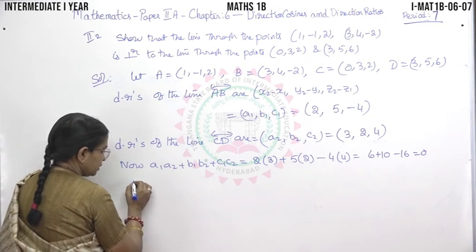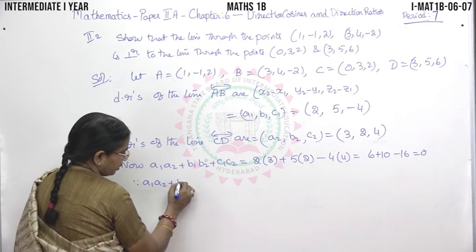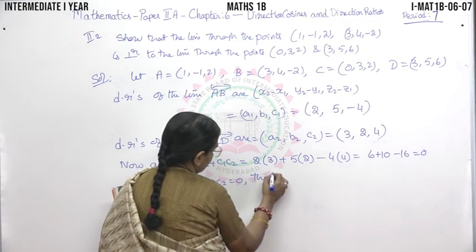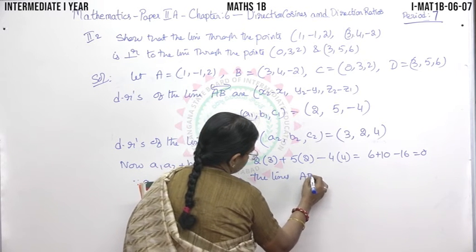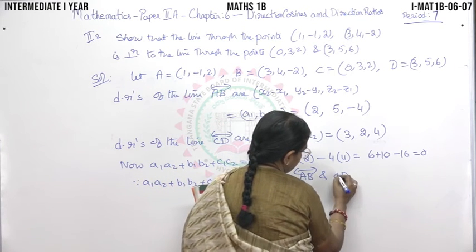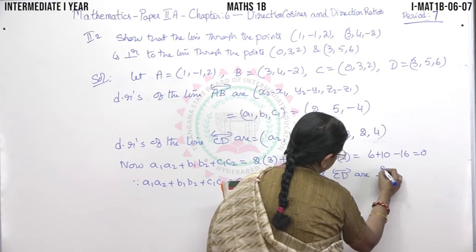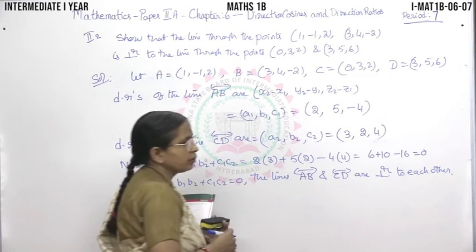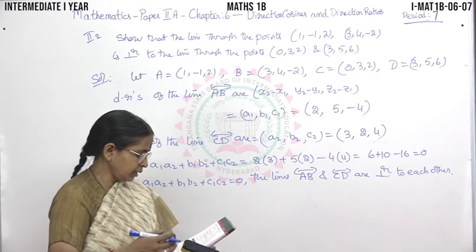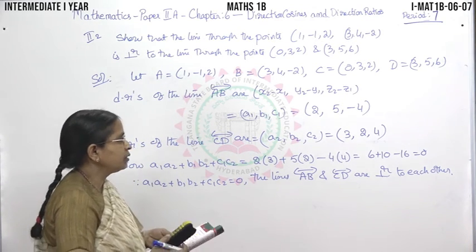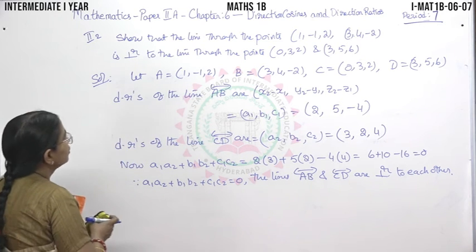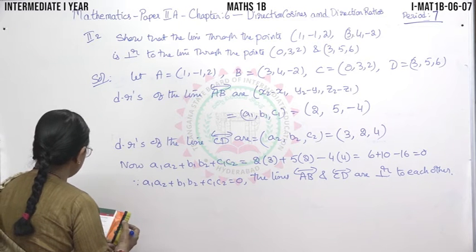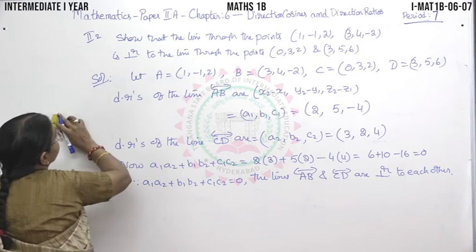So you can say, since A1A2 plus B1B2 plus C1C2 is equal to 0, the lines AB and CD are perpendicular to each other. So like this we do the problem. We solve very big lengthy problems. Now these are all very simple when compared to those problems. Okay, next one is find the angle between DC and AB when A, B, C, D are given.